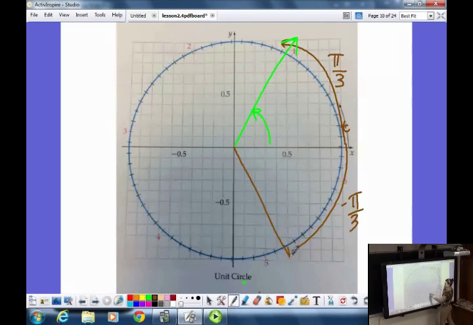So if I drew, I'm drawing a negative pi over 3. So that'll end up in quadrant 4. So cosine's positive in quadrant 4. So cosine of negative pi over 3 is what? 1/2. A positive 1/2, right.